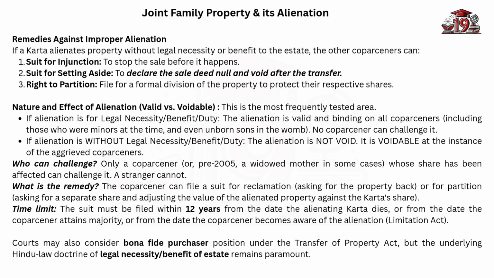Valid versus voidable. This is the most frequently tested area. If alienation is for legal necessity, benefit, or duty, the alienation is valid and binding on all coparceners, including those who were minors at the time, and even unborn sons in the womb. No coparcener can challenge it. If alienation is without legal necessity, benefit, or duty, the alienation is not void. It is voidable at the instance of the aggrieved coparceners.